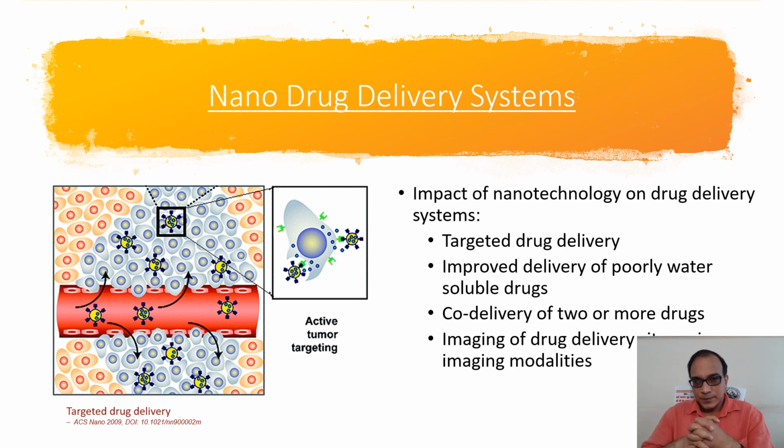Nano drug delivery systems. Now we are moving to the application part. Apart from the characterization, the impact of nanotechnology on drug delivery can be seen through targeted drug delivery and improved delivery of poorly water soluble drugs. You might have heard about curcumin nanoparticles. Curcumin is a very hydrophobic phytoconstituent, and with the help of nanoparticle development, we can prepare a very water soluble form of curcumin. Co-delivery of two or more drugs can be done with nanoparticles, and imaging of drug delivery systems can be performed using imaging techniques and modalities.